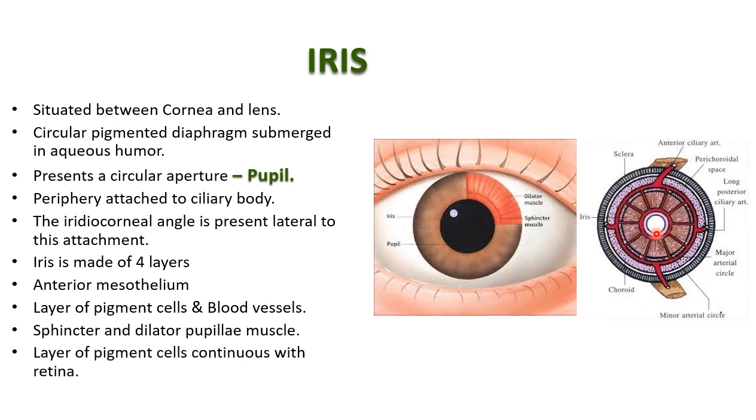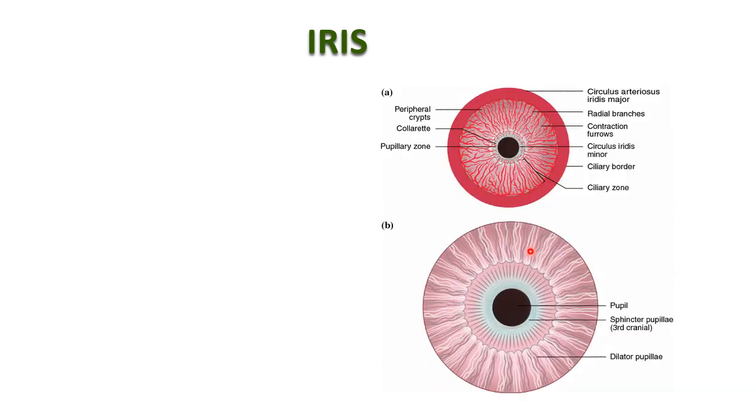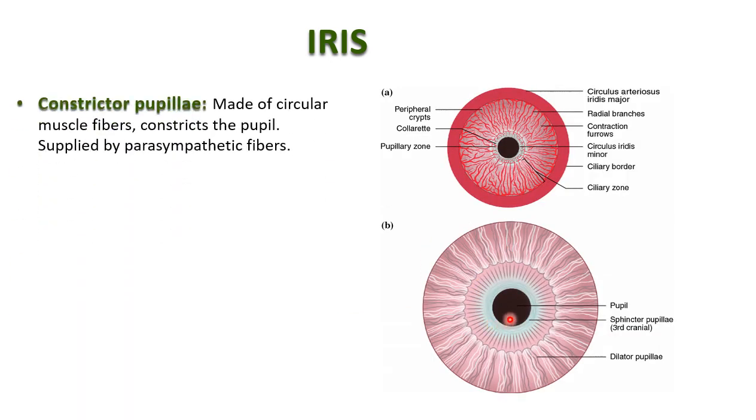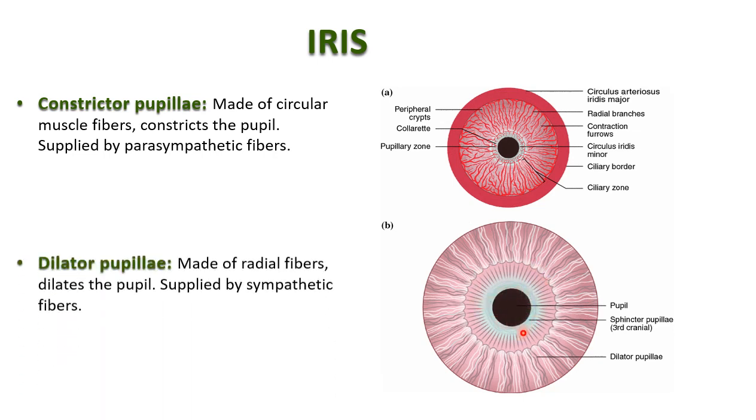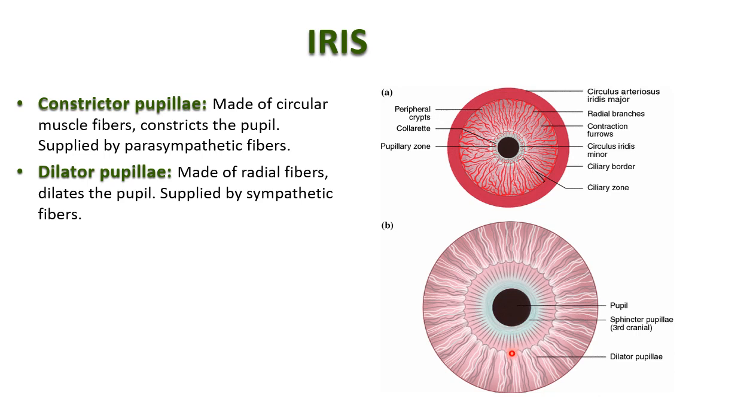Then, as I told you, deeper to it, the pigmented layer is continuous with the retina. Here you are able to see two types of fibers: the sphincter pupillae, made up of circular muscle fibers, supplied by the parasympathetic fibers from the ciliary ganglion only. The dilator pupillae is made up of radial fibers and dilates the pupil, supplied by the sympathetic fibers arising from the superior cervical ganglion.